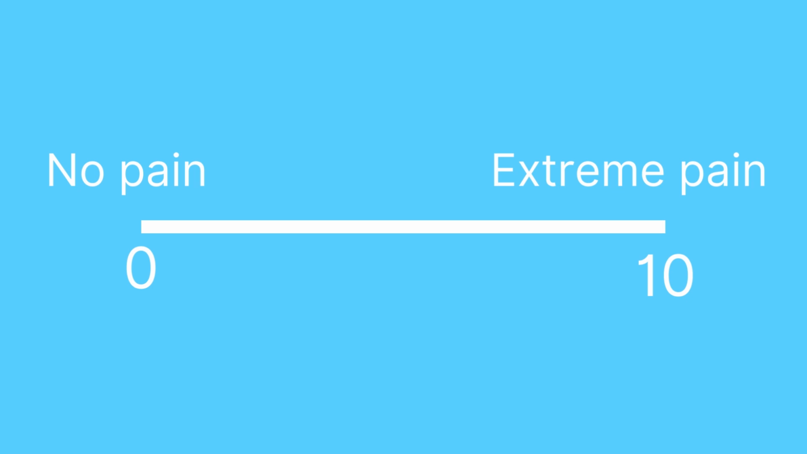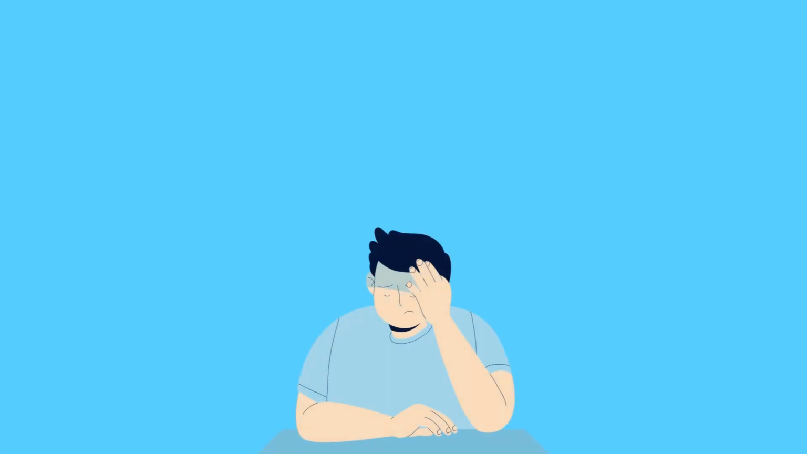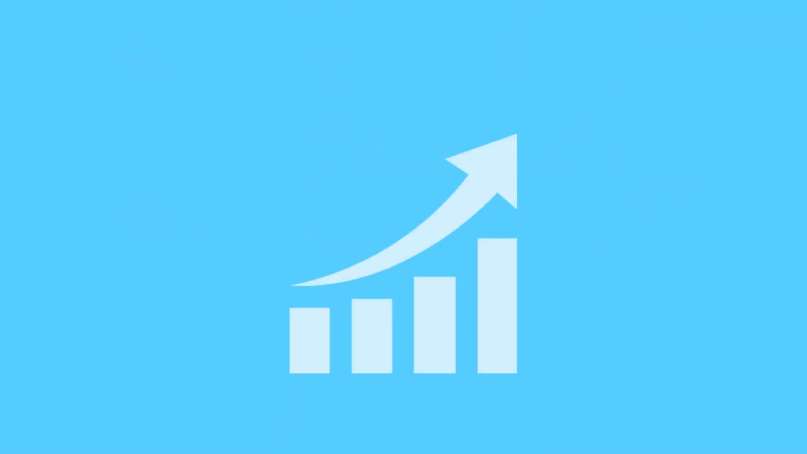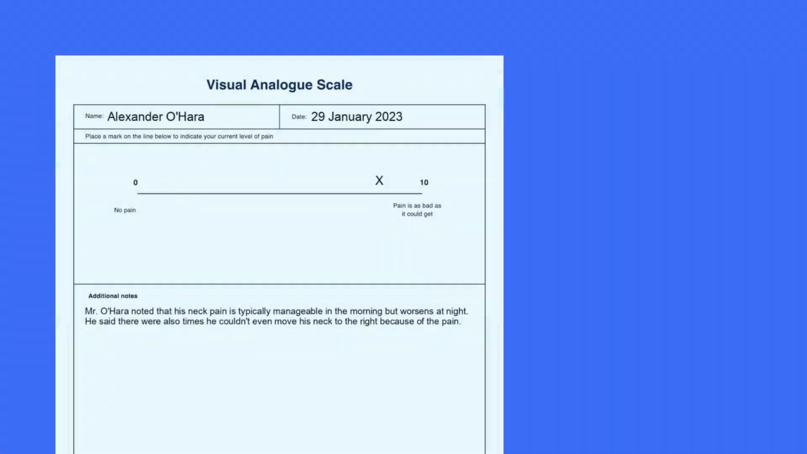Healthcare professionals will ask patients to mark on the scale where their pain level is at. It can also represent the intensity of other physical sensations, such as fatigue. VAS are perfect for a variety of medical contexts and can track symptoms over time. To complete the VAS, fill out the name of the patient as well as the date, place a mark on the scale to indicate the level of pain, and include any additional notes if needed.